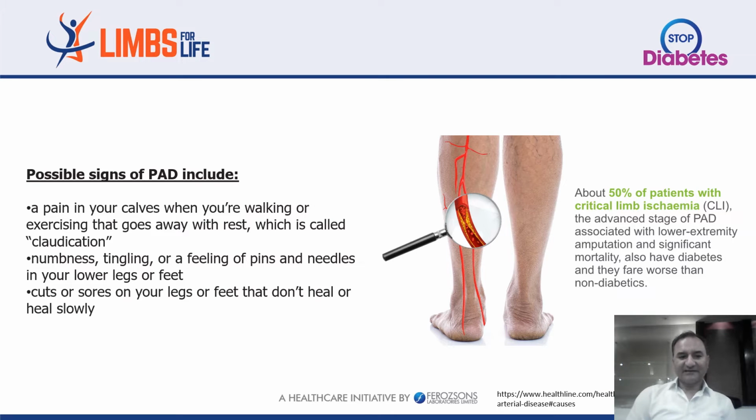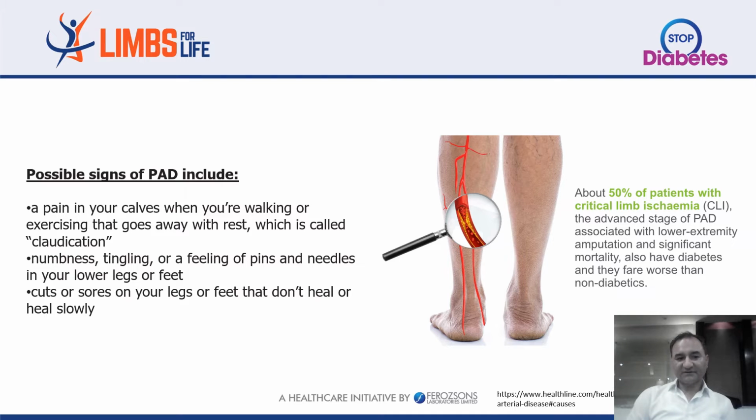The possible signs of peripheral arterial disease include pain in your calves when you're walking or exercising that goes away with rest, which is called intermittent claudication. The sign of claudication is that when you ask the patient whether the pain stops when the patient stops the activity, the patient will say, yes, it stops when I stop the activity, and it comes back when I start walking. So that is the sign of intermittent claudication.